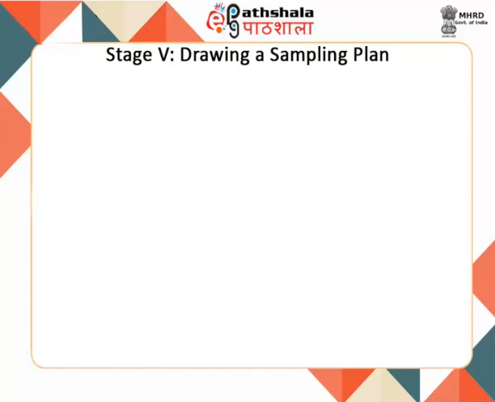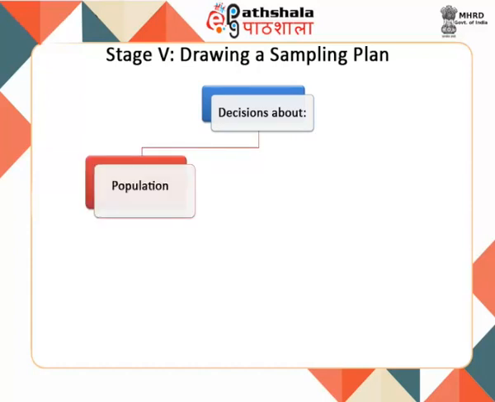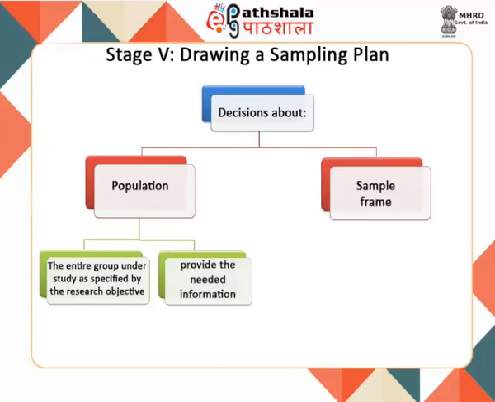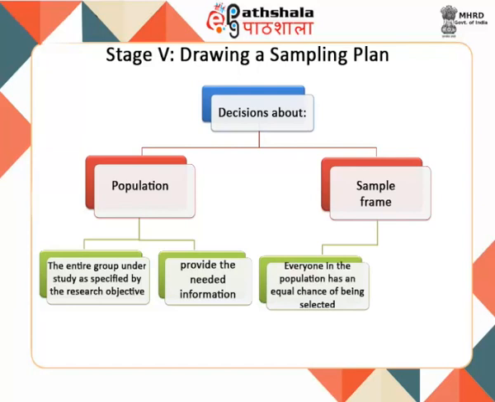The sampling plan incorporates the decisions about the following aspects. Population. It is the entire group under study as specified by the research objectives. They are the respondents who can provide the needed information. Sample frame. It is developing a list of the population so that everyone in the population has an equal chance of being selected. It is a master list of all the sample units in the population.